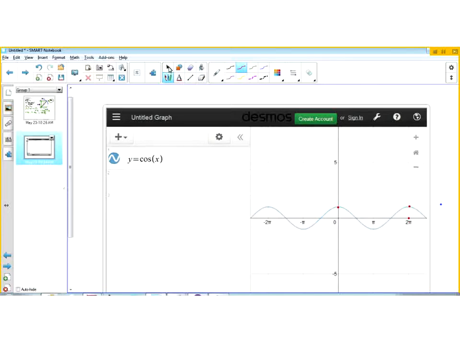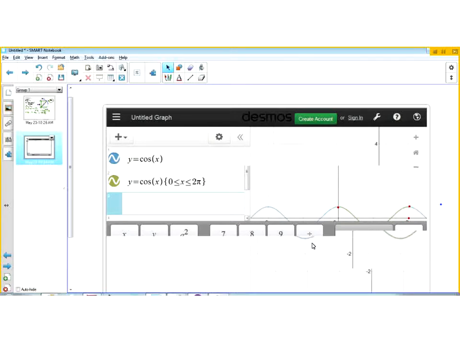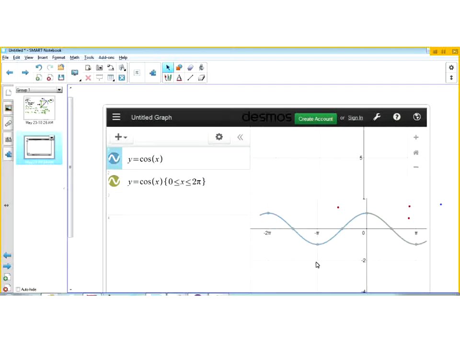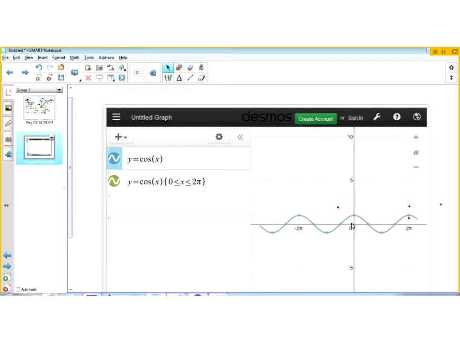Let's see here. I go here, and let's say y is equal to cosine x, where x is between 0 less than or equal to x less than or equal to 2 pi, right? And so the green piece, zoom out a bit, is 1 period. Okay, so green over on blue is kind of hard to see, I understand.